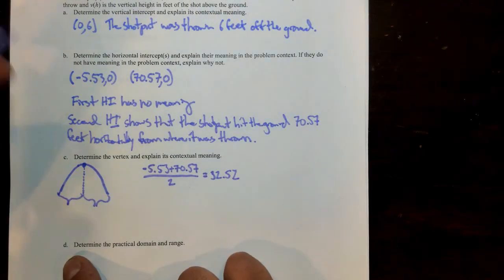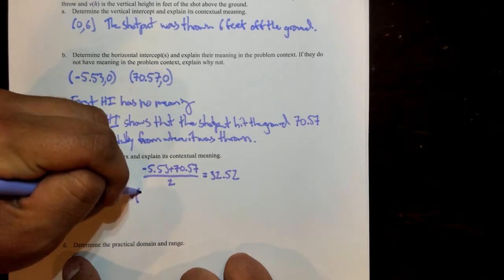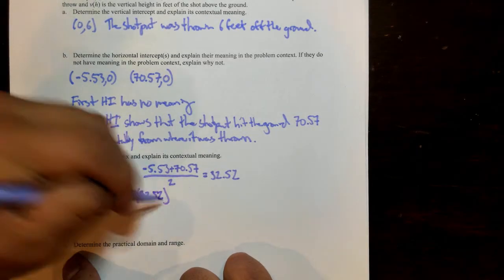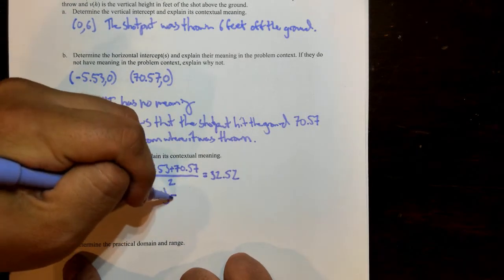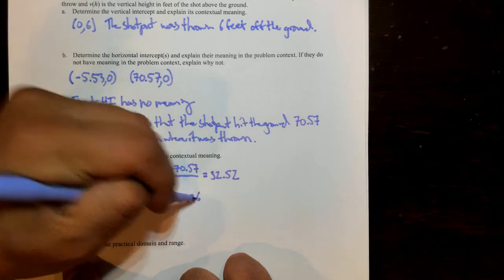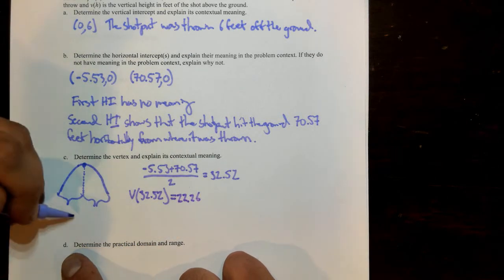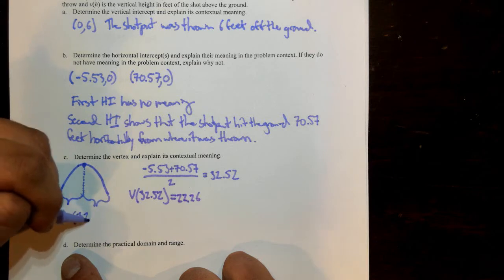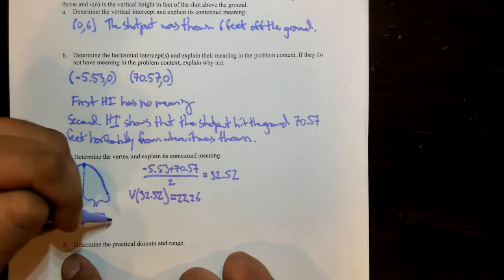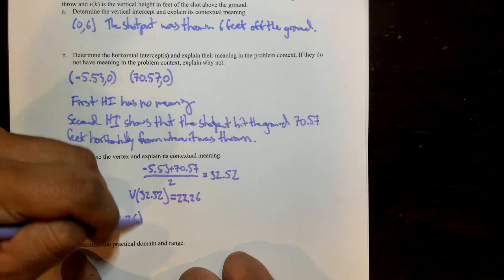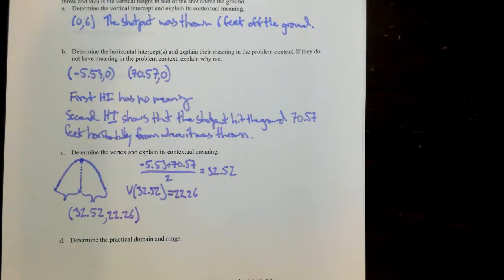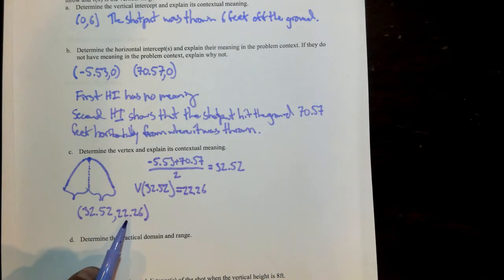So v of 32.52, if we were to do all the math, we would get out 22.26. So our vertex is going to be (32.52, 22.26). And what that means is that the shot put had a maximum height of 22.26, and that happened when it was 32.52 feet horizontally from where it was thrown.